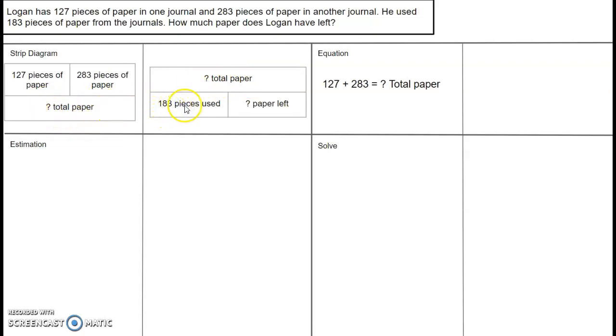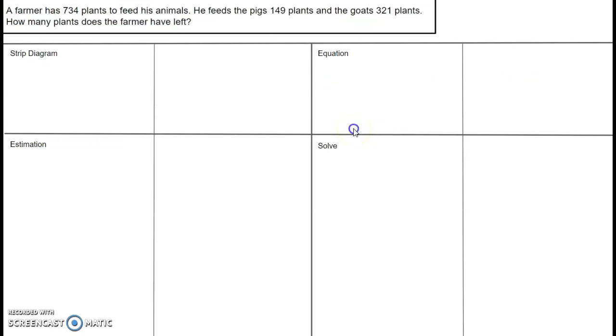He uses 183 pieces of paper, and we're trying to figure out how much paper he has left. So our equation would be our total amount of paper minus 183 pieces, and that gives us our number of pieces of paper that is left over. Let's look at the next question.